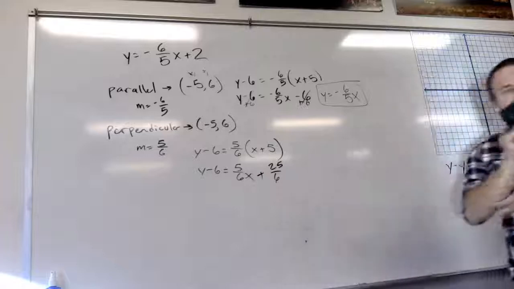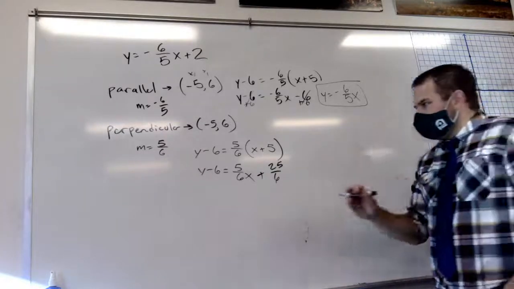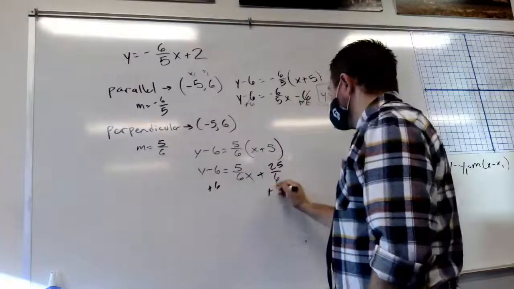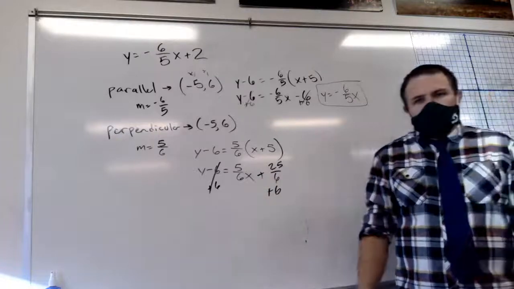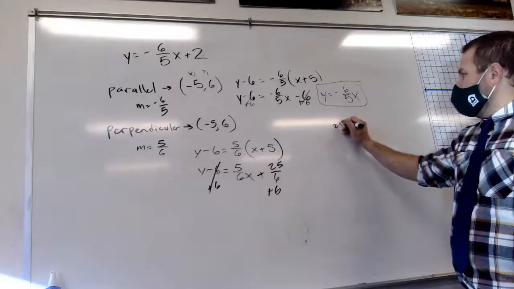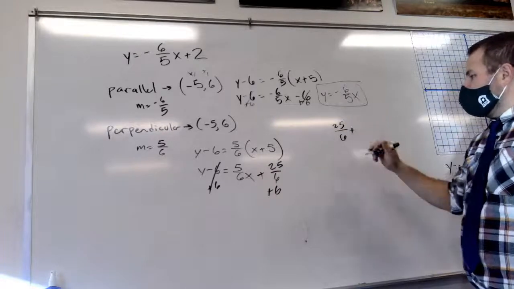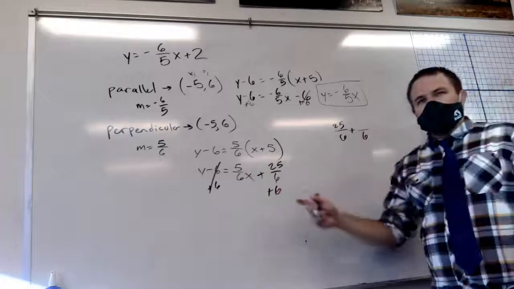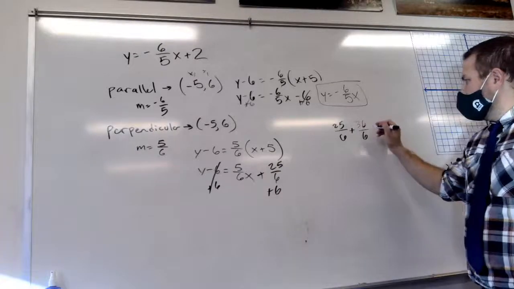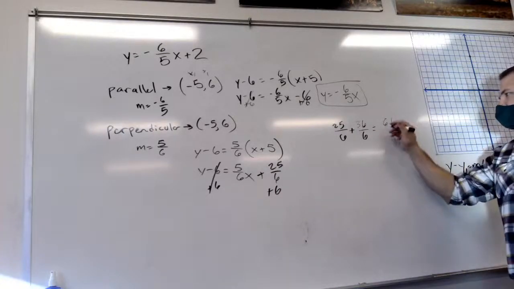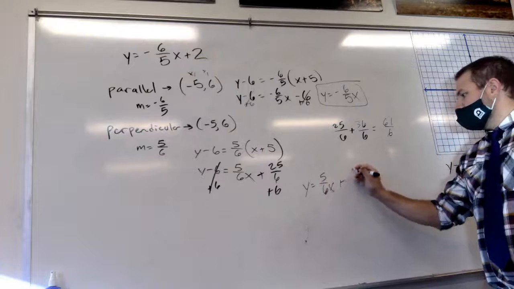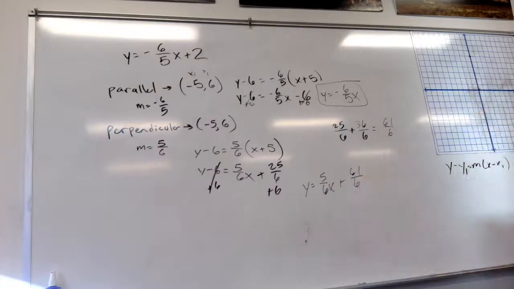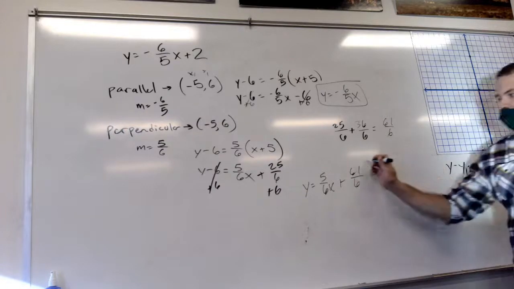Okay, Dre, now what? You add 6. Okay. Dre, why can't I add 6 to this? Because they're not like terms. Okay, so we have 25/6 plus 6. What's 6 times 6? 36. So that gives us 61 over 6, right? So our equation, y equals 5/6 x plus 61 over 6. There you go. So our perpendicular equation is right there.